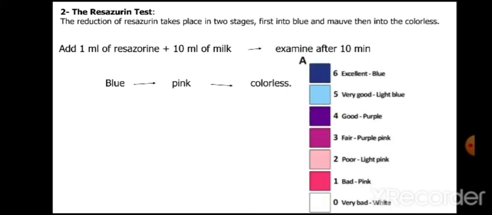So there is a chart that shows the extent of decolorization. This resazurin gets converted from blue to several shades. These shades may be taken as a parameter to decide the quality of milk. You can see if it is white at the bottom, it indicates that the quality is poor, and if it is in between, then there are several parameters. If it remains blue, then the quality is excellent.